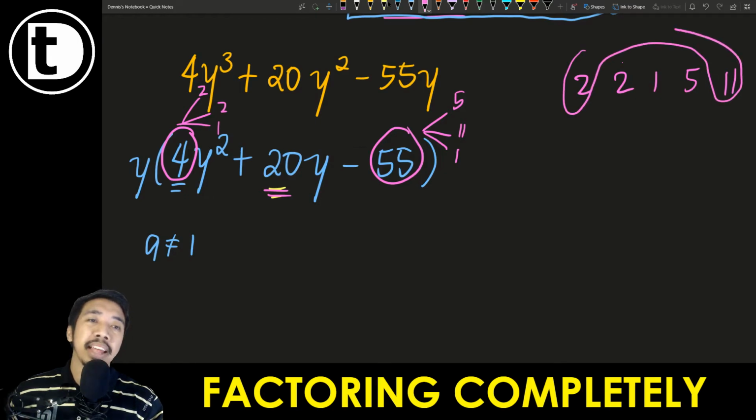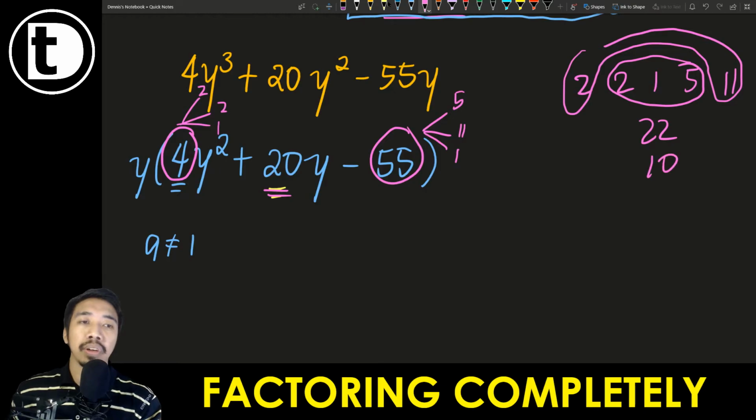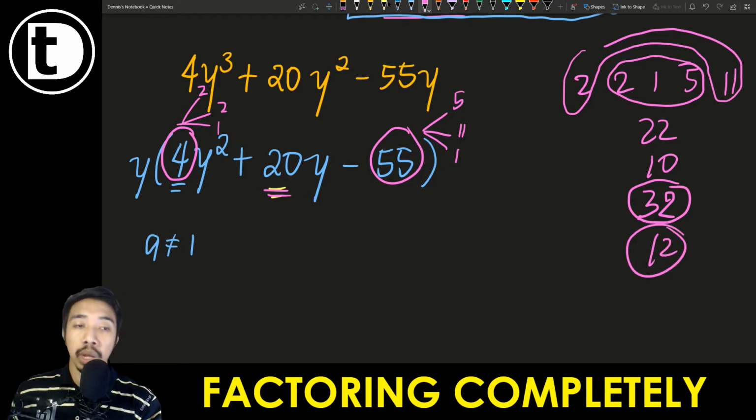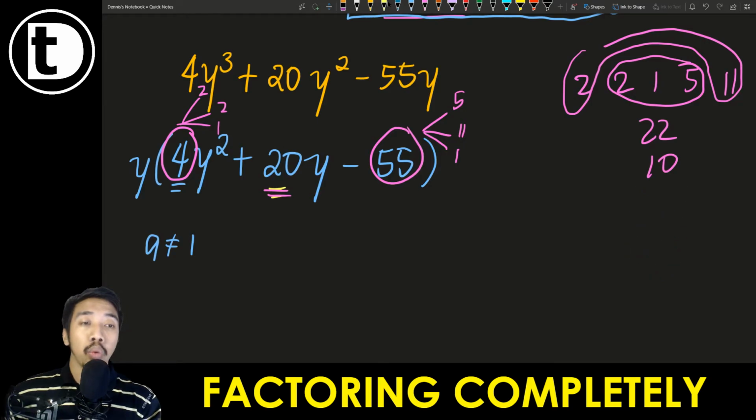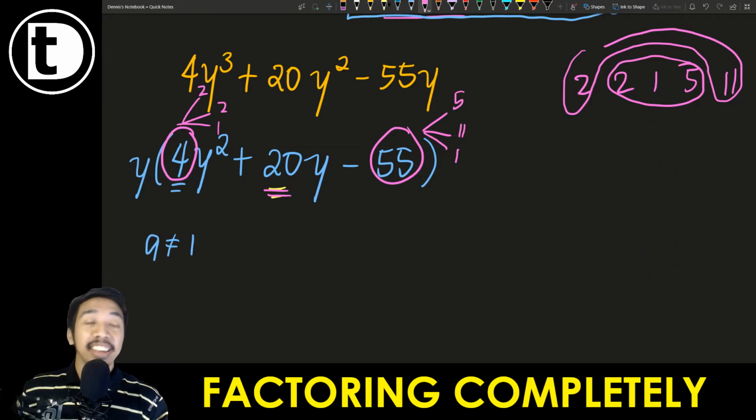So this is like 22, and this is 10, right? So it can either be 32, which is not 20, or 12. Again, this is not 20, not 20, not 20. After you have used all the combinations, don't force it anymore. That's it. I tried this earlier and these are really the factors you can get.